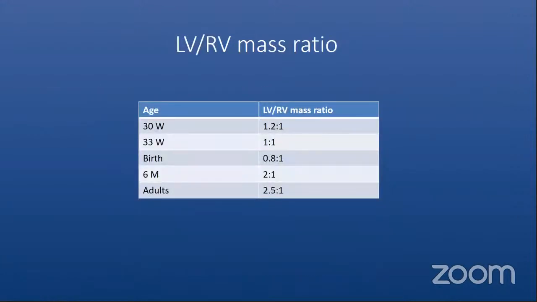This is what I was mentioning before. The RV mass is more during early life as compared to the LV mass. At birth, the RV mass is about 1 to 0.8 of the LV mass. By 6 months of age, the LV mass is twice the RV mass. That's why you will see a lot of right dominance during the early period of life, which changes gradually, and by about 6 months of age it is almost similar to that of the older children's ECG.